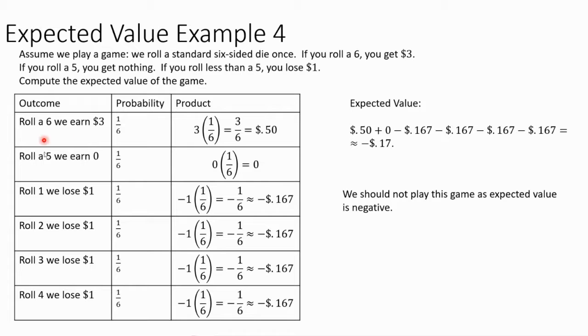So again, what did we do? For each outcome, we got the probability. We also, from the problem, got how much you gain or lose from each outcome, or whether you earn nothing. We multiplied and added up the products. So that's what we did here.